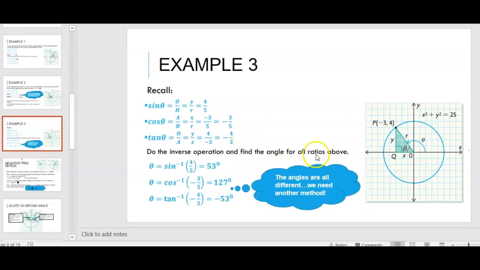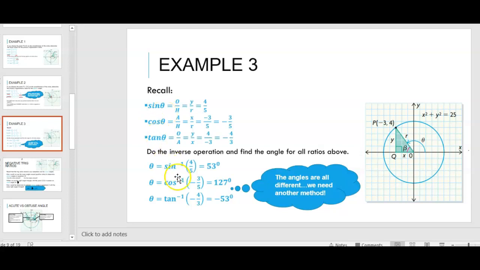So in this example, we'll carry on what we did in example 2. We have the point P with coordinates -3 and 4, and the three primary trigonometric ratios, the same approach as in example 2. Sine of theta is 4 over 5, cosine of theta is -3 over 5, and tangent of theta is -4 over 3. And we're going to figure out the measure of angle theta by using the inverse operation for each one of these trigonometric ratios.